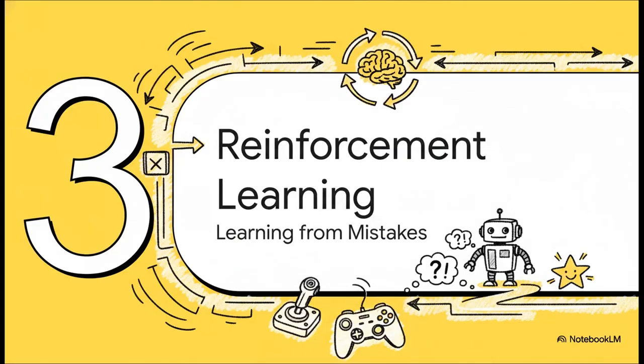All right, so we've covered learning with an answer key and learning without one. But what if there's no data set at all? Not a single file? What if all you have is an environment to interact with? This brings us to our third and maybe most dynamic method, learning from mistakes. We call this reinforcement learning.